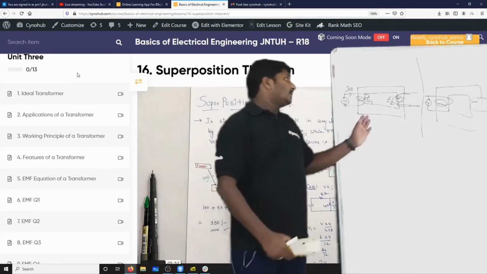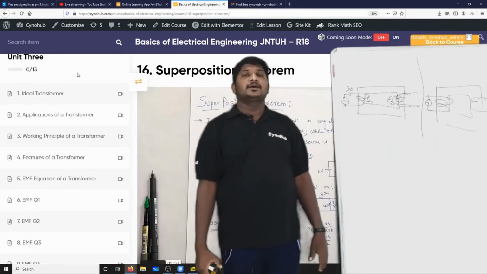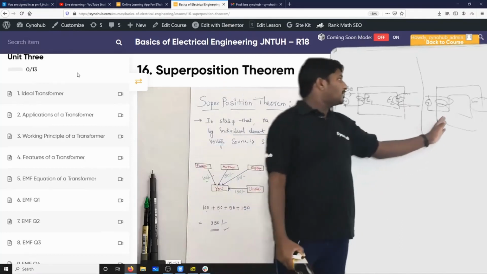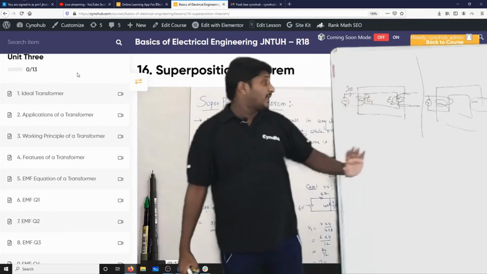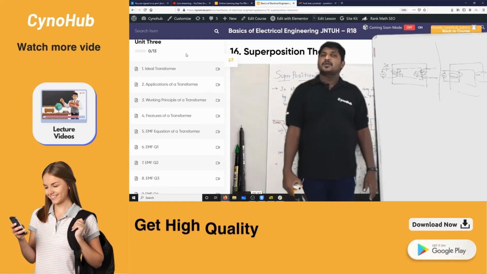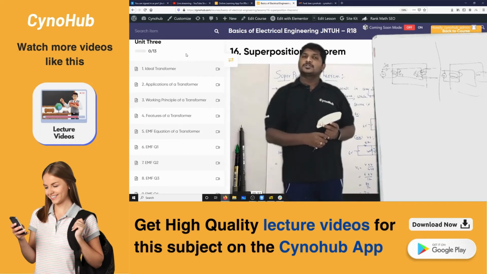Next, load operation means load is connected. Then so many parameters come into the picture, or so many parameters flow into this transformer. This is explained neatly in the transformer on load case video. Please open that video and watch it. It takes very little time, but you will gain more knowledge by watching that video.